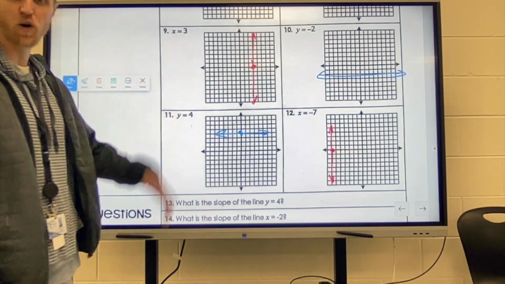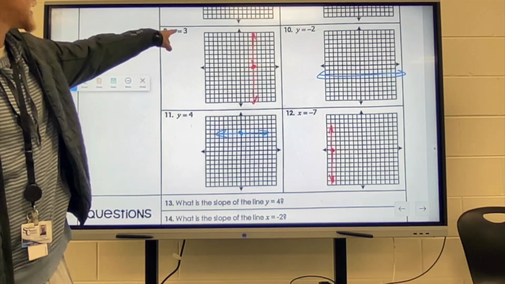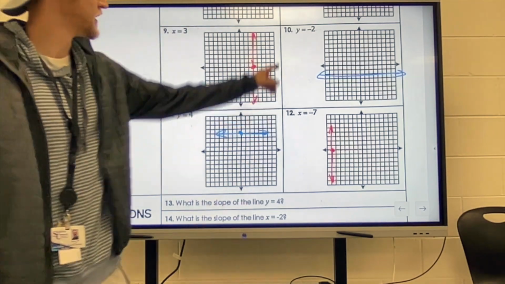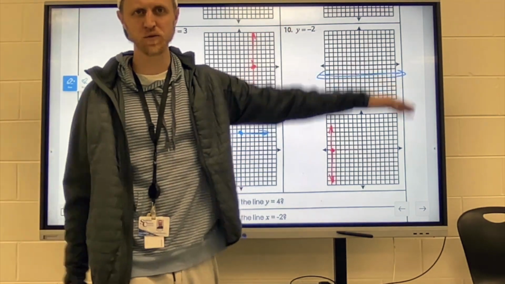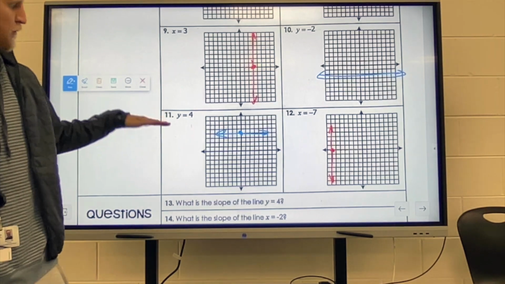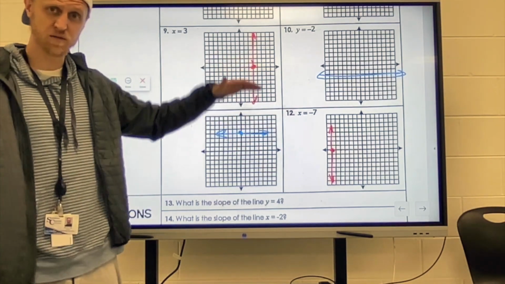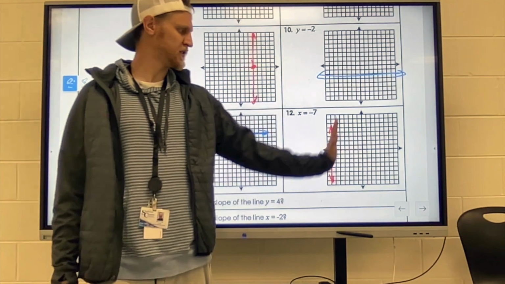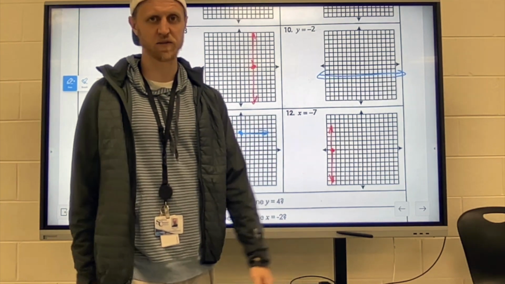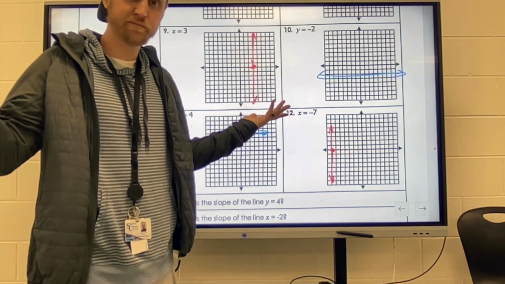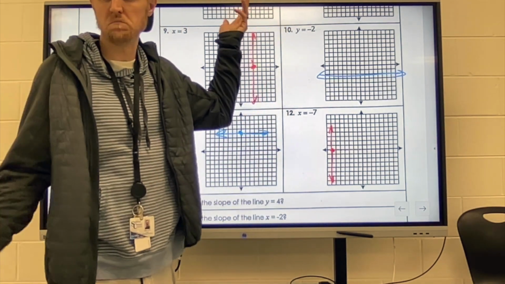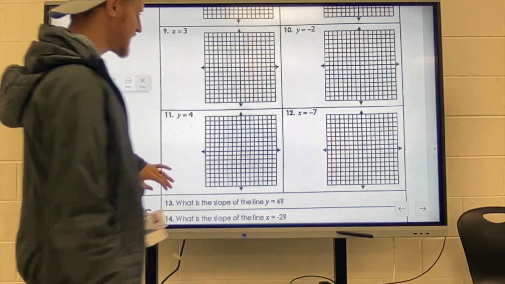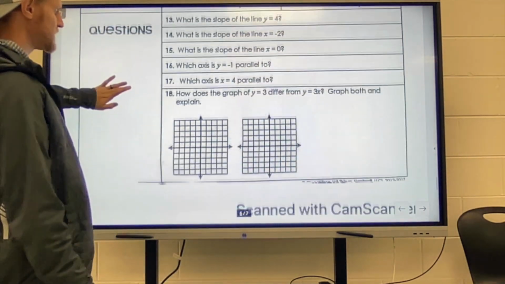All right, so hopefully it looks something like this. Your x equals 3 is vertical. Your y equals -2 is horizontal. Your y equals 4 is horizontal at +4. And your x equals -7 is vertical at -7. Easy? Maybe, maybe not. The last couple on there are really just like reminder types of questions.